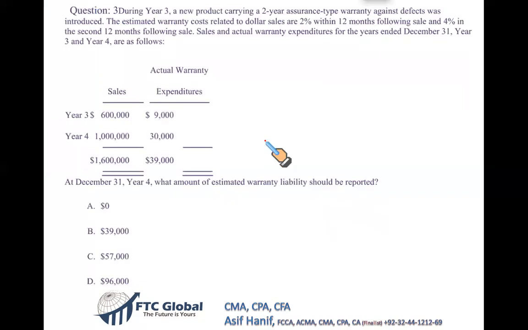Next. This is again a fuller question, Fahad, similar to the one we have just done. During year 3, a new product carrying a 2 years assurance type warranty against defect was introduced. The estimated warranty cost related to dollar sales was 2% within 12 months and 4% in the second 12 months. Sales and actual warranty expenditures for the year are given below. This is the sales, this is the actual warranty expense paid, for years 3 and 4. Now, what is the requirement? What amount of estimated warranty liability?